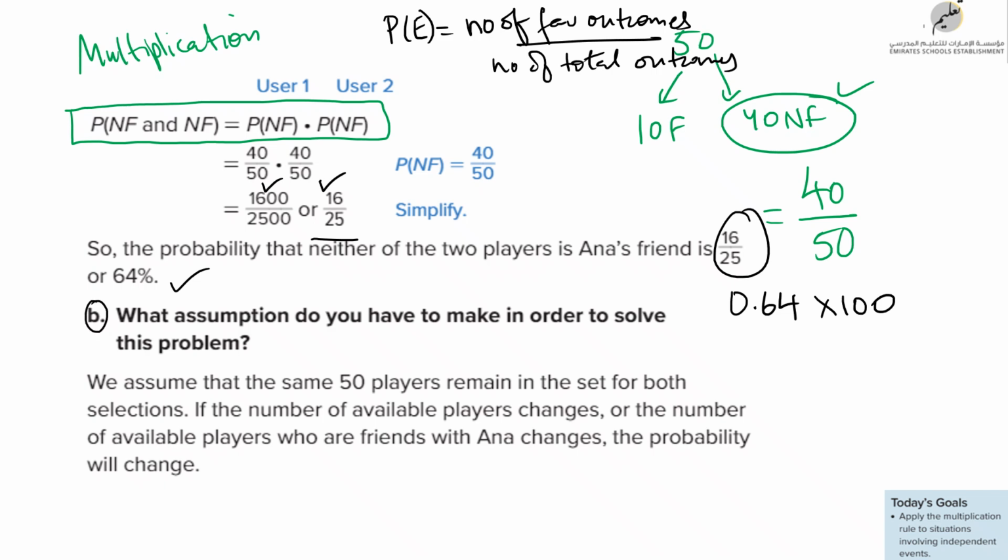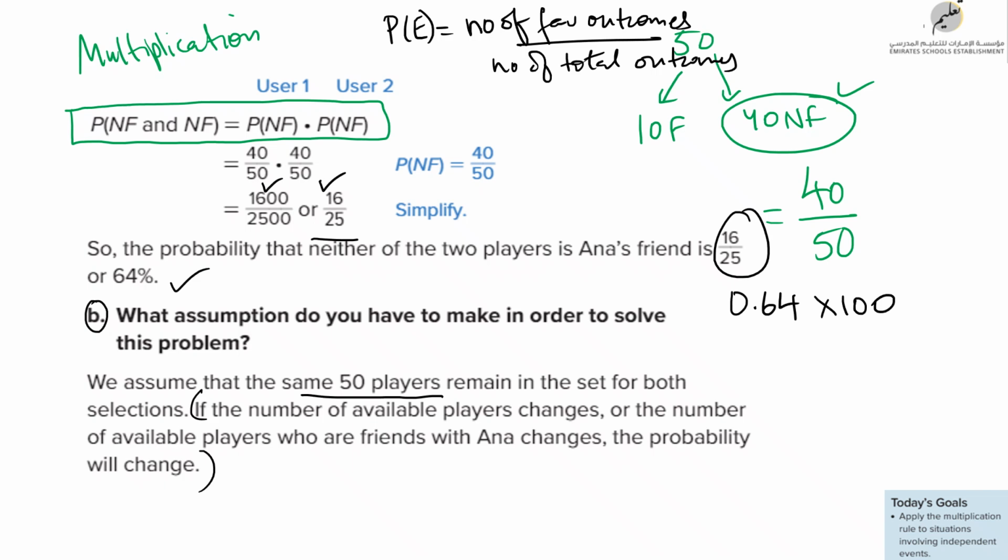Now part B asks you for the assumption. Definitely the assumption that we make here is that it is without replacement, first of all. Also, we assume that the same 50 players remain in the set for both the selections. There is no player who is changed. And once she chooses a player and she disconnects, she doesn't like, then that player goes back into those 50. So this is the assumption.